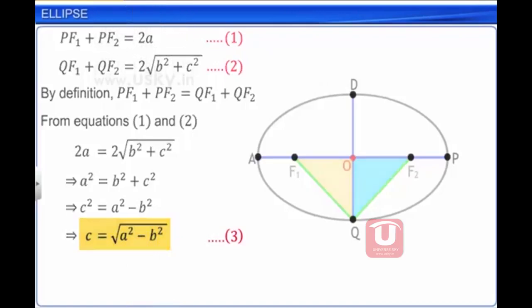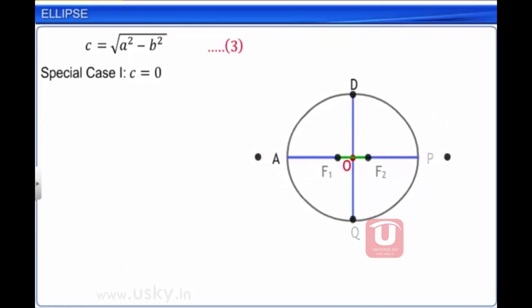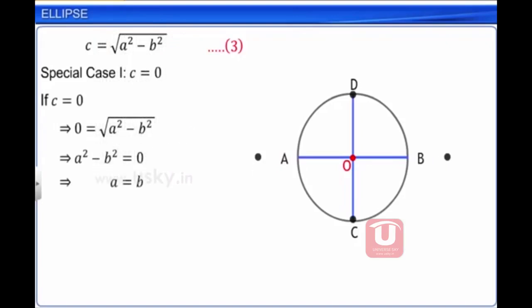If distance C of a focus of an ellipse from its center becomes 0, then the two foci overlap each other. Substituting the value of C as 0 in equation 3, we get A is equal to B. Thus, if C is equal to 0, the lengths of the semi-major axis and the semi-minor axis of an ellipse become equal, and the ellipse becomes a circle with its foci as the center.